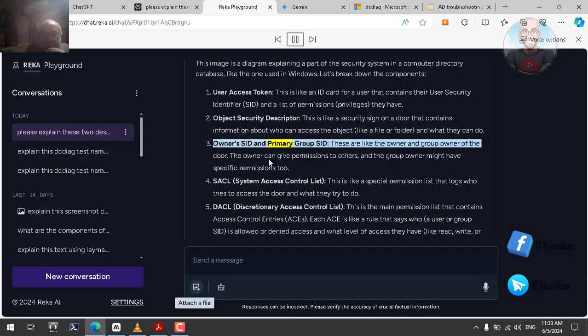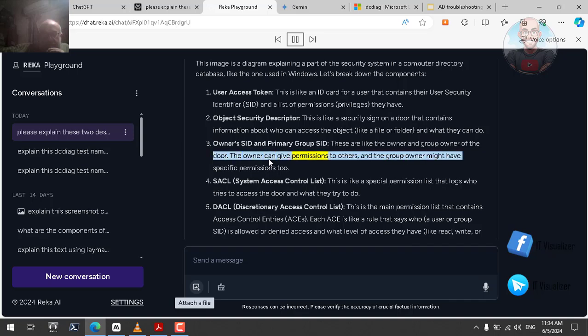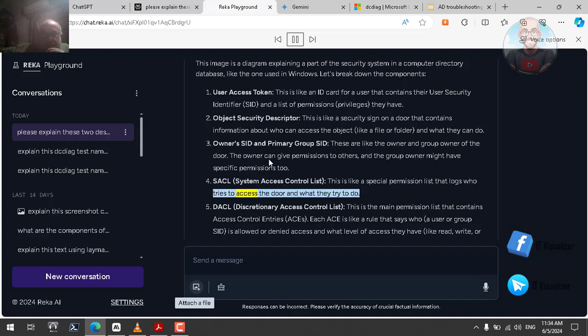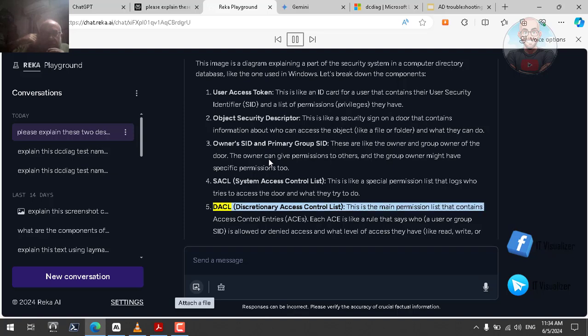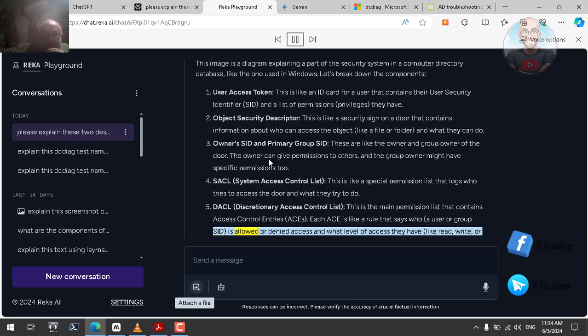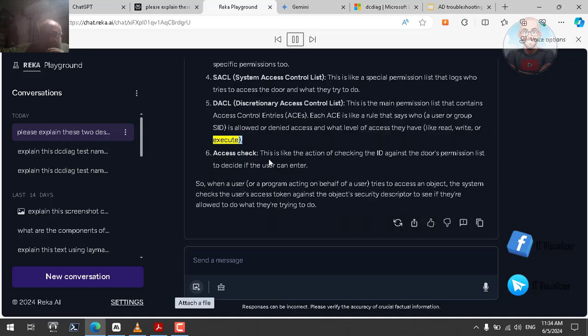Owner's SID and primary group SID. These are like the owner and group owner of the door. The owner can give permissions to others, and the group owner might have specific permissions too. SACL, System Access Control List. This is like a special permission list that logs who tries to access the door and what they try to do. DACL, Discretionary Access Control List. This is the main permission list that contains access control entries, ACEs. Each ACE is like a rule that says who, a user or group SID, is allowed or denied access and what level of access they have, like read, write, or execute.